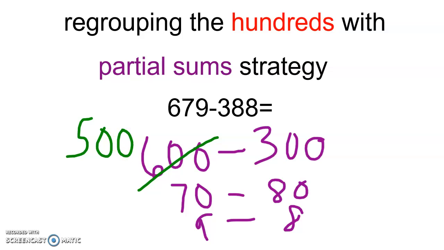And then when I take a 100, when I regroup it, put it into a different group, I have to give it somewhere. I can't just leave it hanging. So if I took it from 600 and made that 500, I have to give it down here to the tens place. So I say 100 plus the 70 that I already have is 170. Now, do I have enough tens is what I ask myself. Yes, because I have a greater number minus a smaller number when I say 170 minus 80. So now I can solve going across.